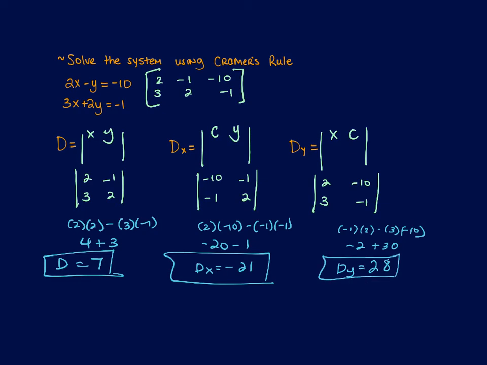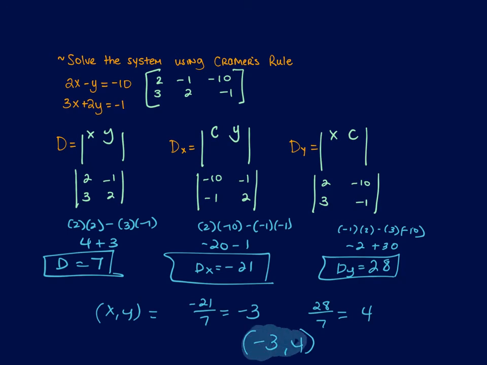So again, this answer sheet is going to give you a little section for D. It's going to give you a little section for D sub x. It's going to give you a little section for D sub y. And then on Canvas, you'll actually type in the x, y coordinate. That's going to be -21 over 7, which is -3, and 28 over 7, which is 4. My answer is -3, positive 4. So that will get typed into Canvas.